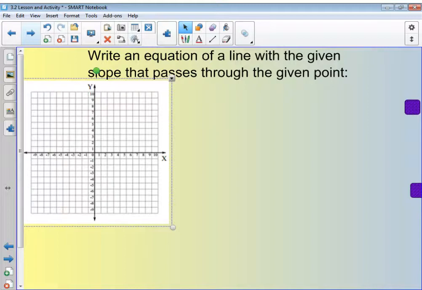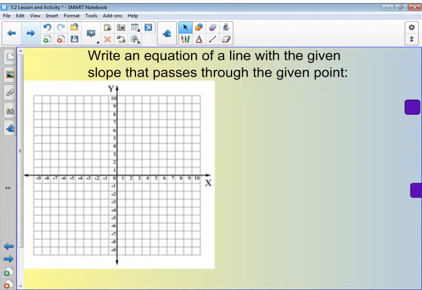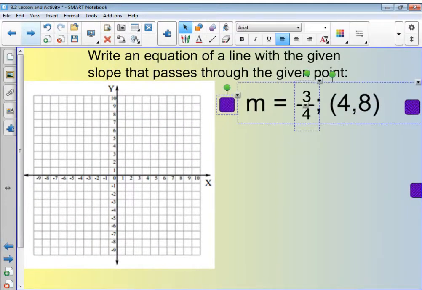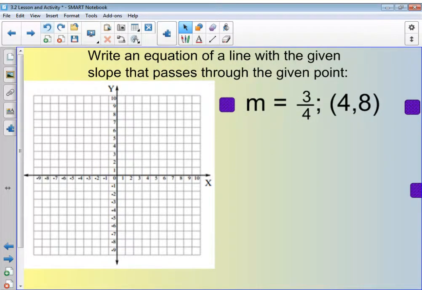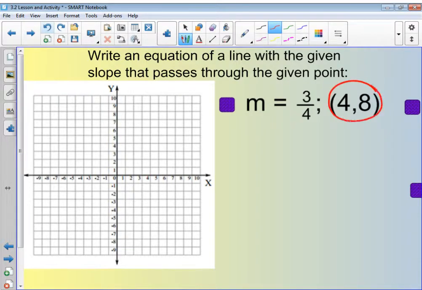I'm going to enlarge this graph as much as I can. Okay, so now we've got m is 3/4, and our point is 4, 8. So remember, we have to start with this coordinate set. That's our starting point. So I'm going to go over to +4 on the x line and then up to +8 and put my dot. And now I follow the slope of 3/4. So I should go up 3, 1, 2, 3, which is going to put me off the graph. And then over 4, 1, 2, 3, 4.